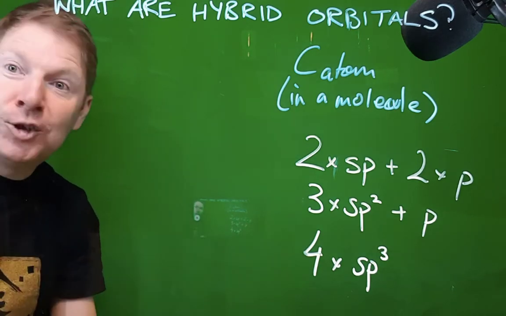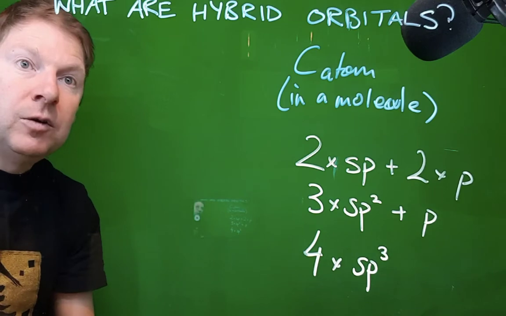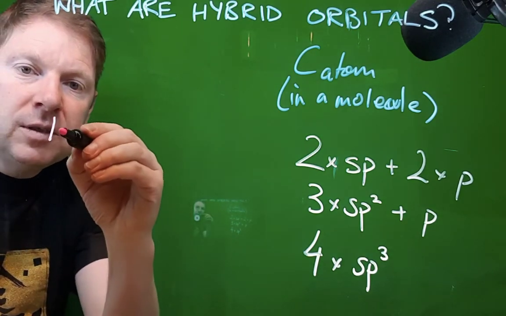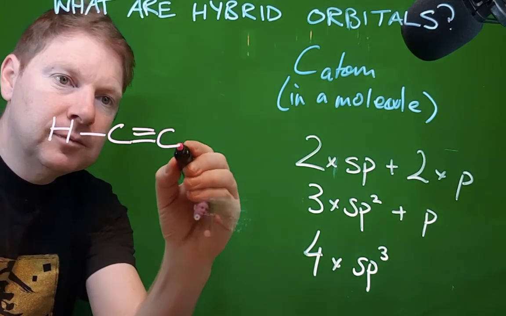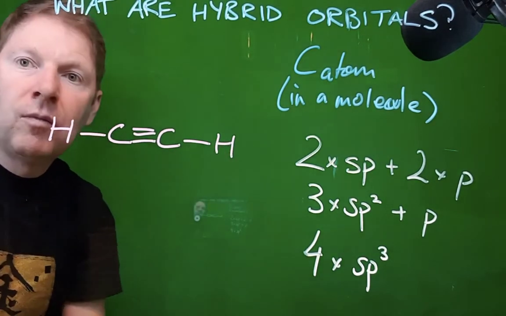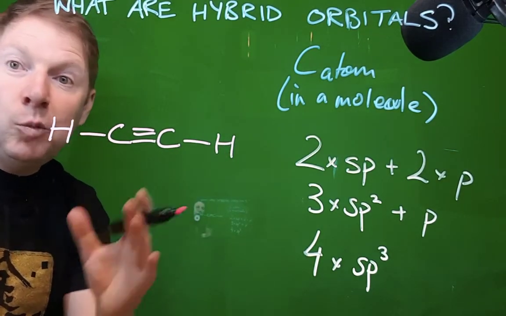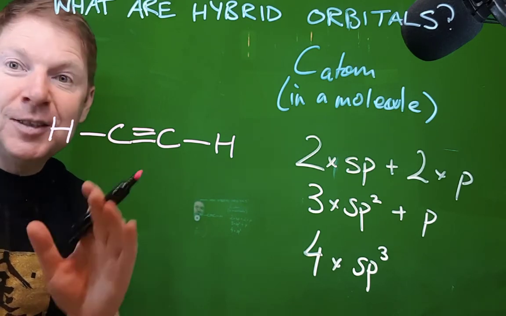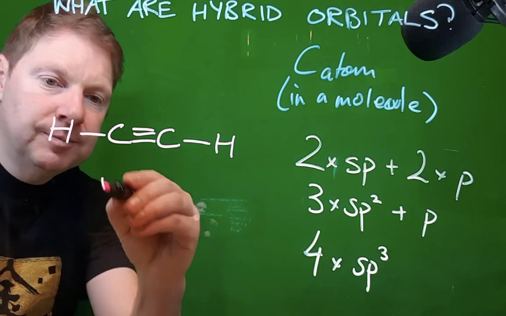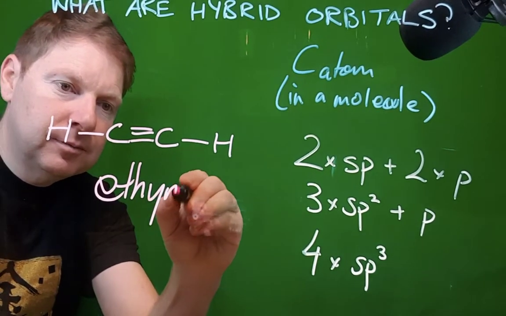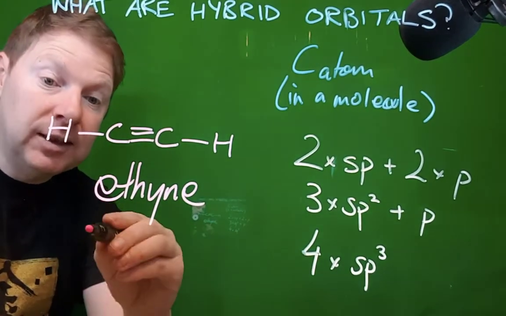Okay, well, let's choose a nice example. Some of you might know what this molecule is here. Well, its IUPAC name, for those of you who studied secondary high school chemistry, would be ethyne. It's also known as acetylene.